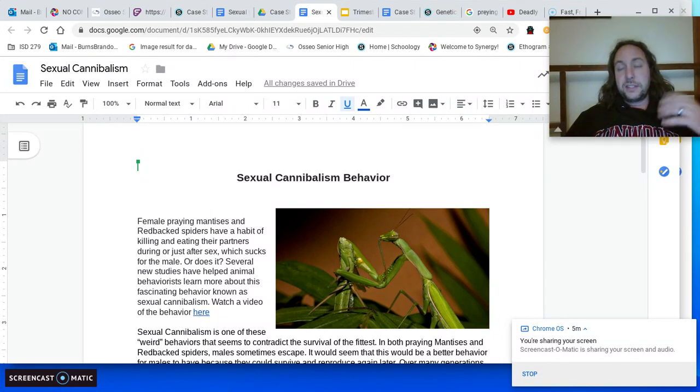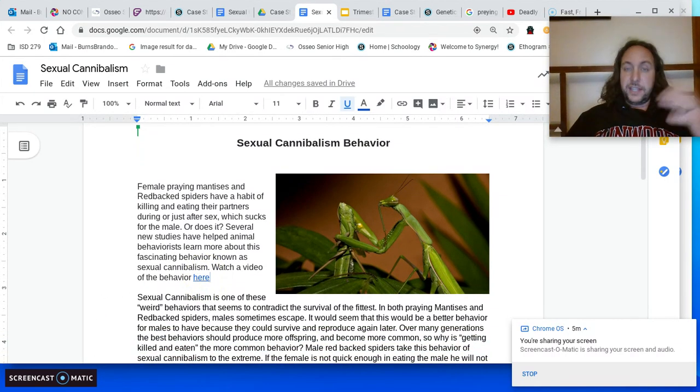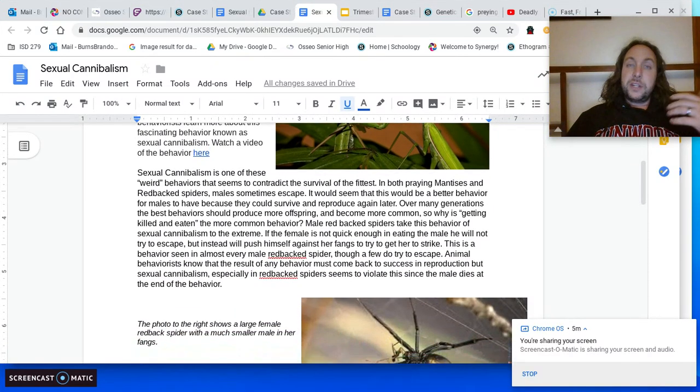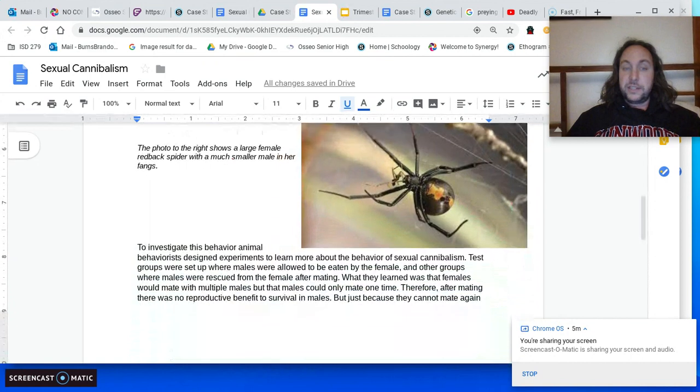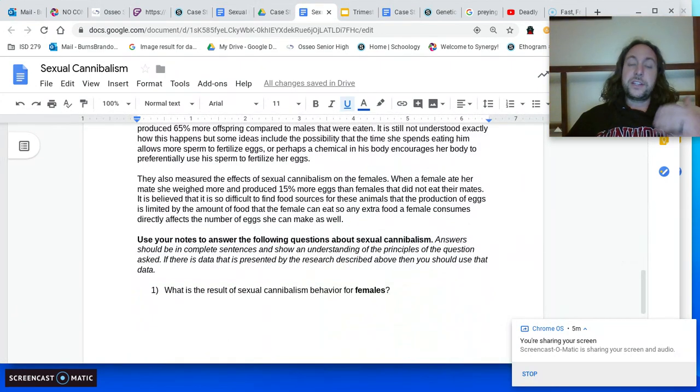And there's a couple examples of animals that do this. Praying mantises are one example. There's some spiders that do it. If you'd like to see a video of it, there's a video at the top here. Although the video is just more for kind of interest's sake to see what it looks like. But you'll read the case study and you'll read about the research that the scientists did and the data that they collected.